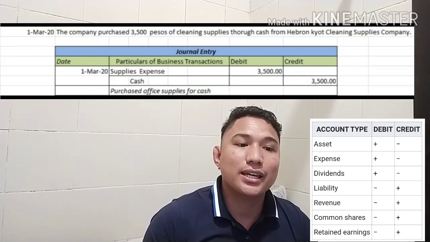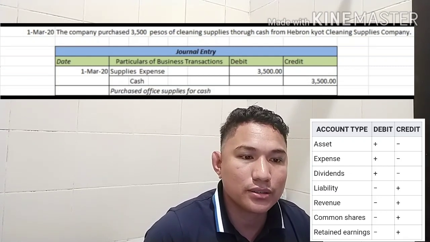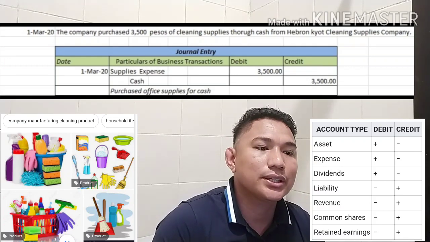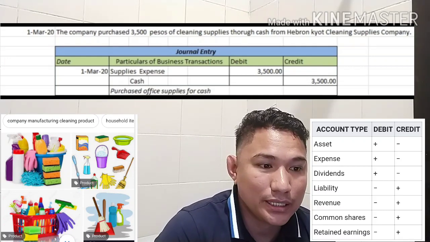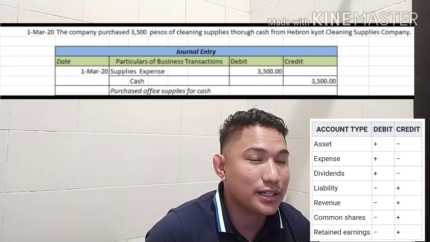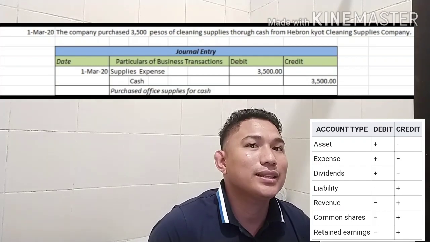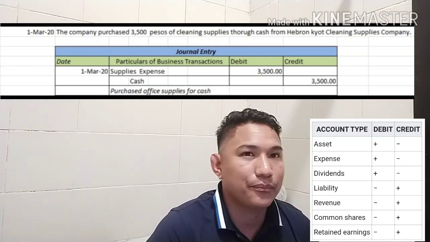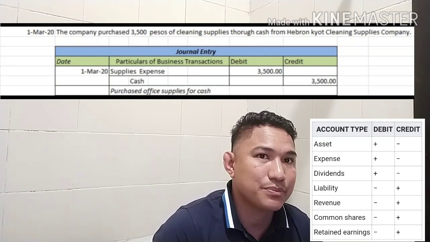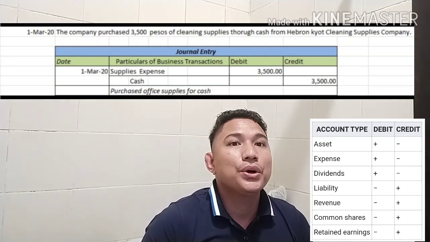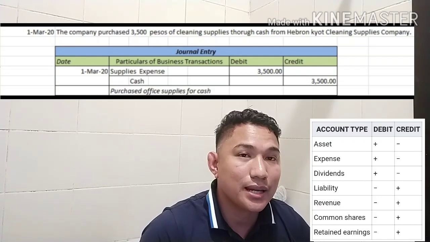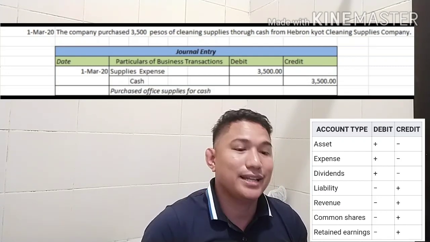The company purchased 3,500 pesos of cleaning supplies through cash from Hebron Kiosk Cleaning Supplies Company. So, Joji Langga Company acquired 3,500 pesos of supplies. What is the effect of this transaction to Joji Langga? Since you acquire the supplies on a cash basis, the cash of the company decreases, and you receive the equivalent supplies. Let's go to the entry.